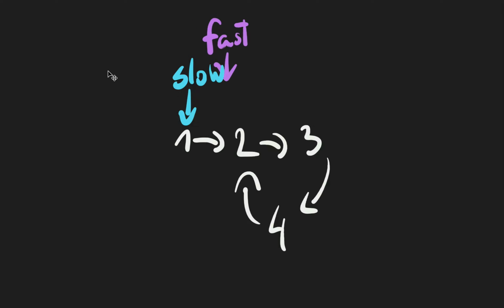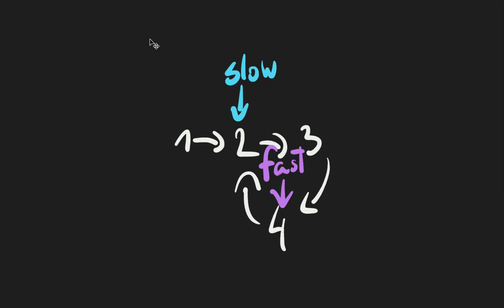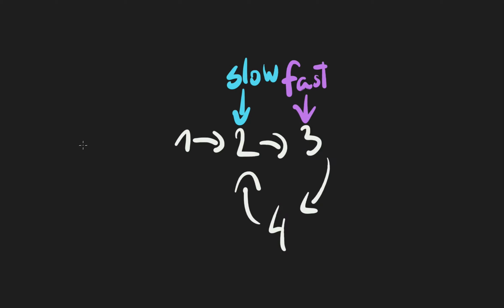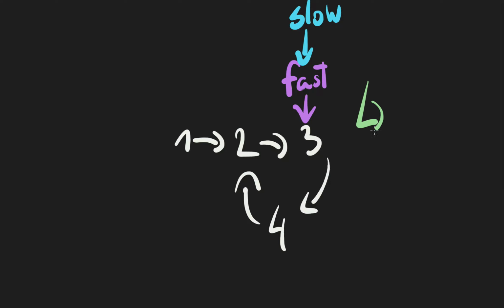Each iteration, slow moves 1 node and fast moves 2 nodes. Eventually, if the linked list has a cycle, slow and fast will overlap, and both of those pointers will point to the same node. If this happens, we just return true. So let's talk about time and space complexity.